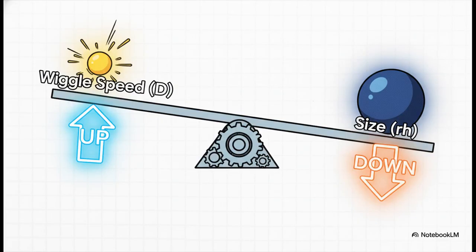And the two are linked by the famous Stokes-Einstein equation. Don't worry, you don't need to know the math. You just need to get the relationship it describes. The diffusion coefficient and the hydrodynamic radius are inversely proportional. It's a beautifully simple idea. The faster a particle wiggles, the smaller its size must be.